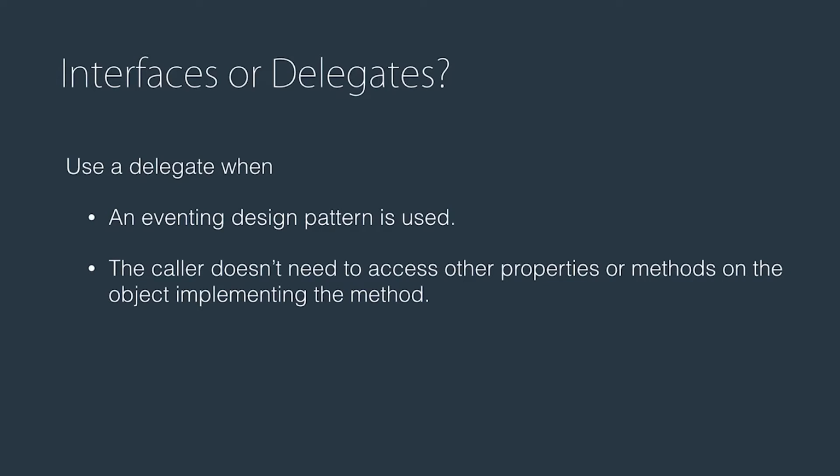How do we decide whether we need to use an interface or a delegate to achieve flexibility? Well, part of that is personal preference, and different developers have different tastes. But the guideline in MSDN suggests to use delegates when we have some kind of eventing design pattern, or the caller doesn't need to access other properties, methods, or interfaces on the object implementing the method. In the case of the example I showed you, our filters were just one basic simple method, and there were no other properties or methods. But imagine if our photo processor needed to access other properties or methods. Obviously, a delegate wouldn't work, and we would have to use an interface.